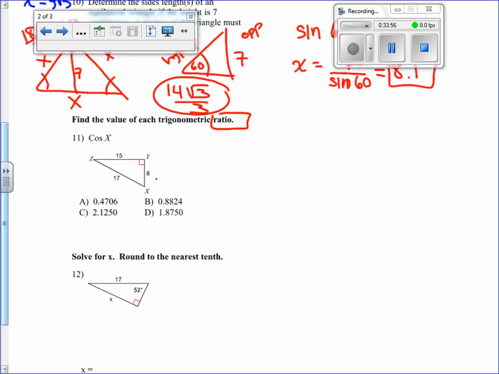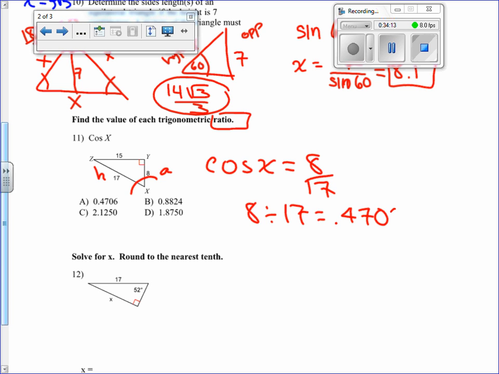So angle x is here, cosine is adjacent over hypotenuse. So the cosine of x equals 8 over 17. All you had to do was 8 divided by 17, and you would get 0.4706. That's all you had to do.